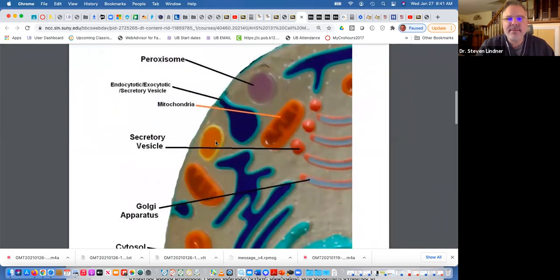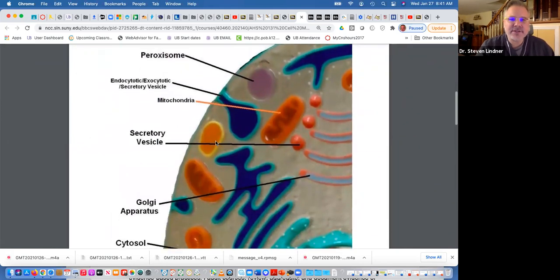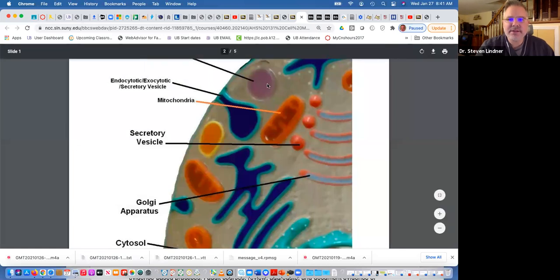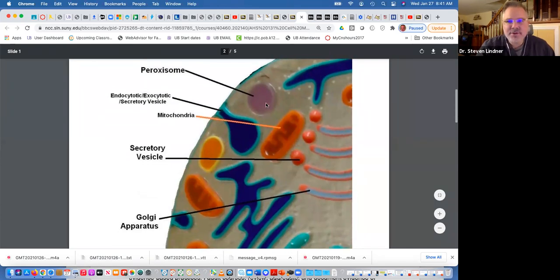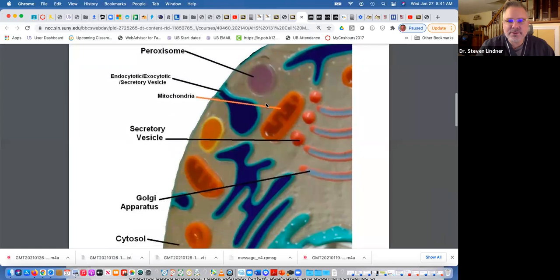Same model, we're just zooming in on these sections of it. So here's a peroxisome, here is your mitochondria. This is ATP production, or energy production. The peroxisome is for detoxification of harmful substances. It also breaks down fatty acids through beta oxidation and destroys free radicals.